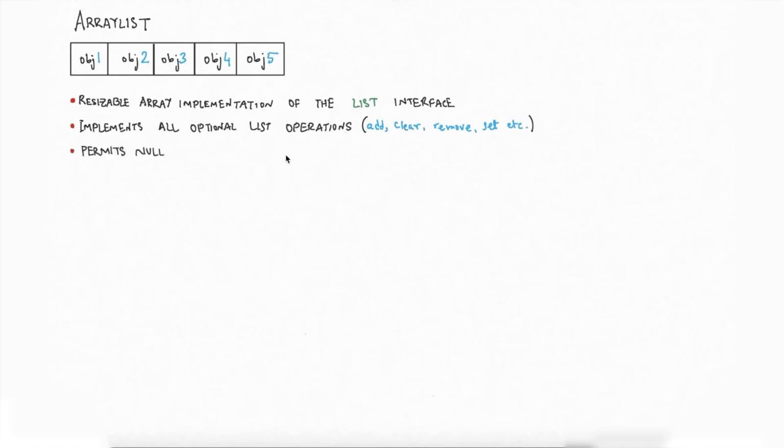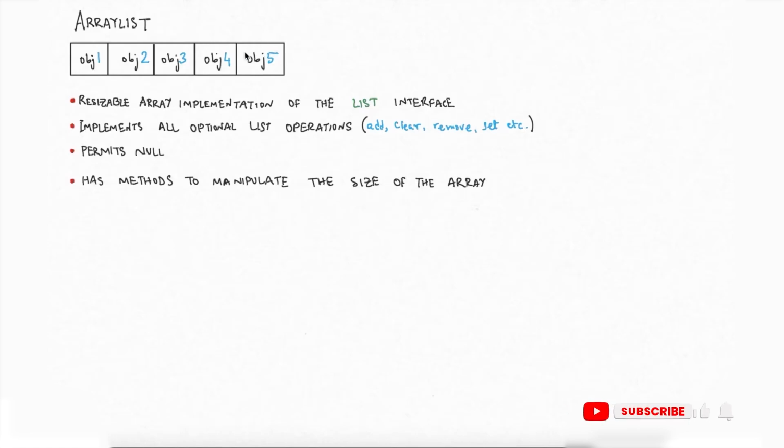ArrayList permits null, so you can have objects that are basically null values, and they can be stored in an ArrayList. Also remember that since ArrayList is implementing the List interface, ArrayList also allows duplicates, so you can have duplicate elements in an ArrayList. And ArrayList also has methods to manipulate the size of the array. So the size of the array is not fixed. You can add elements to the array, and the size of the ArrayList will increase dynamically at that point. And when you remove elements, the size of the ArrayList decreases automatically.